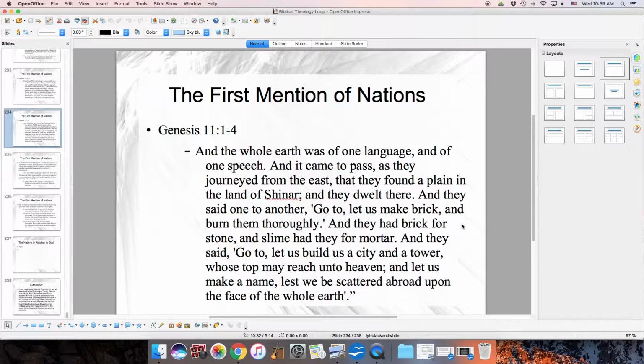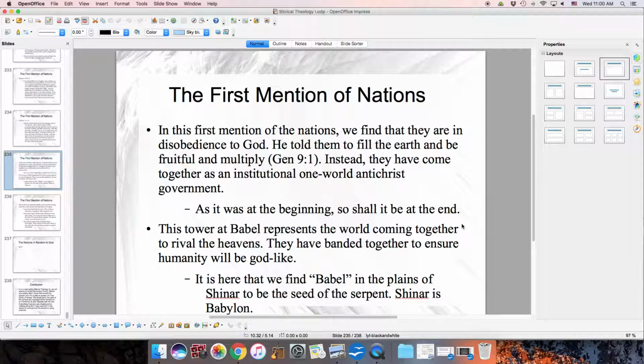So what's the point of baking the bricks? This is the first mention of nations. We find that they are in disobedience to God. He told them to fill the earth and to be fruitful and multiply. Instead, they've come together as an institutional one-world Antichrist government. As it was at the beginning, so it shall be at the end.